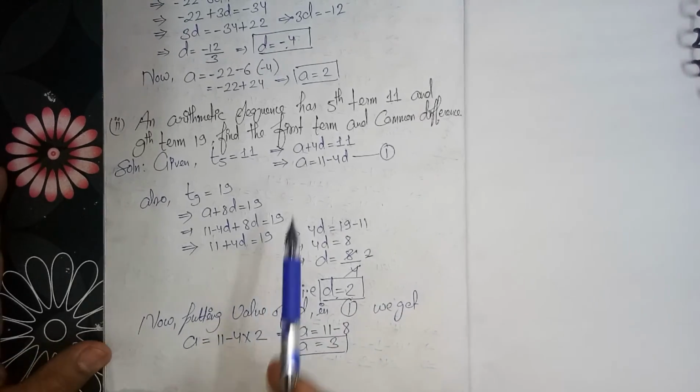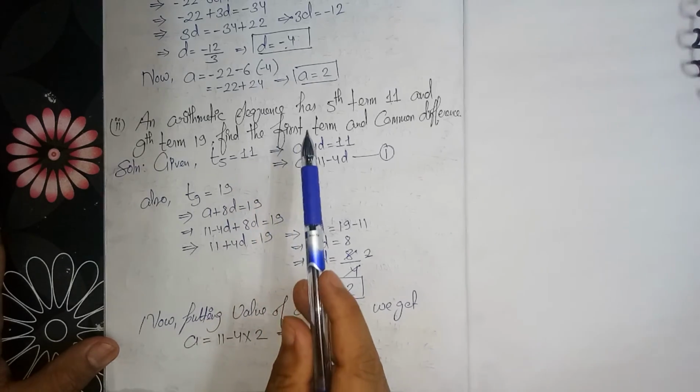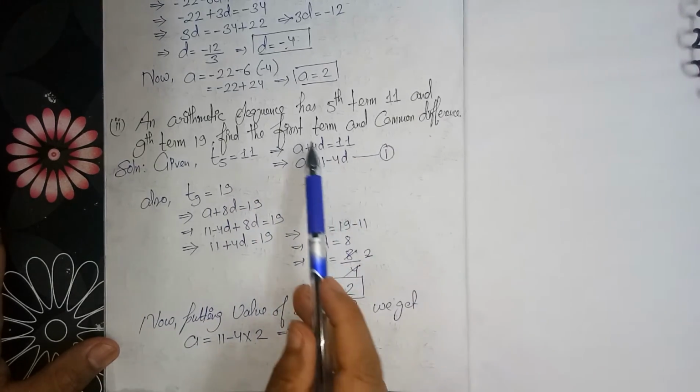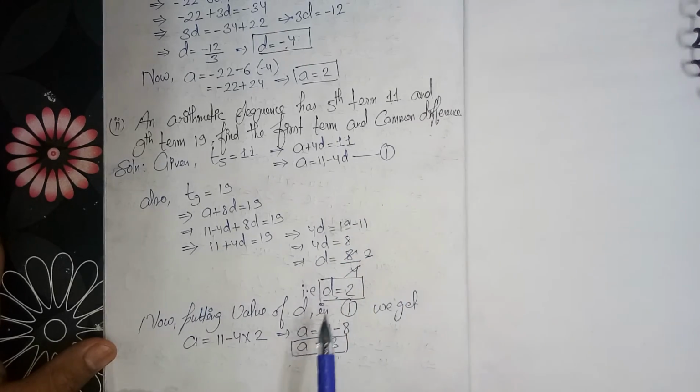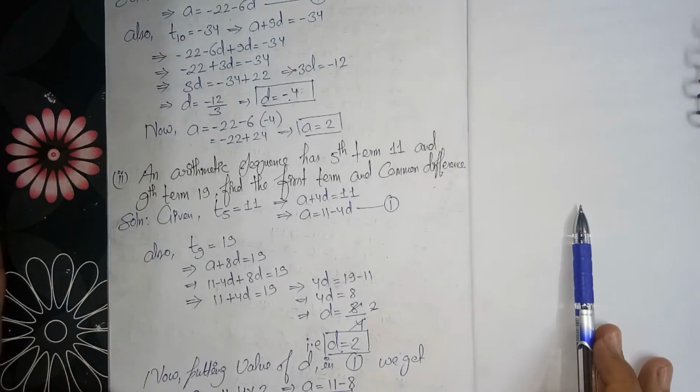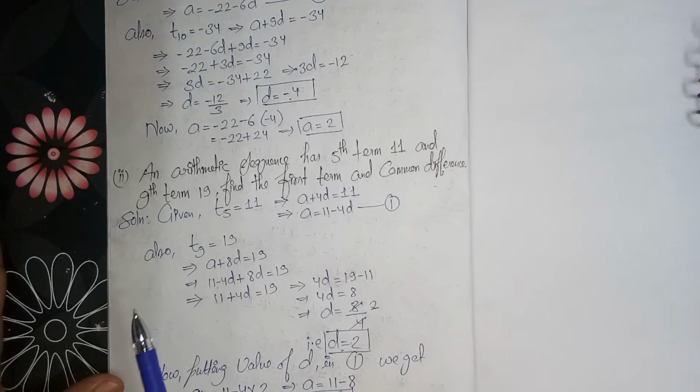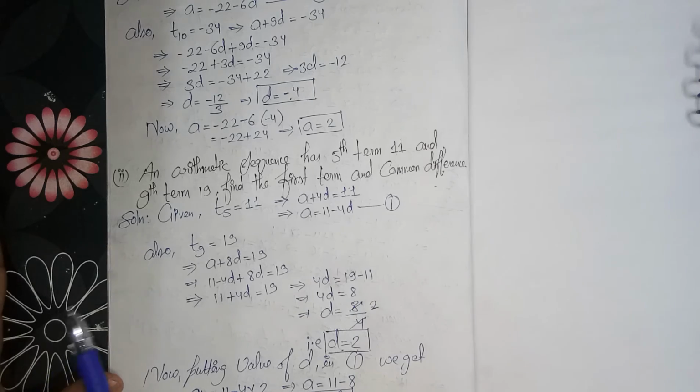Therefore the question is asking us to find the value of first term and common difference. The value of first term is A equals to 3 and that of common difference is 2, right? We have just completed the two parts, that means question number 7 from the 1.3a exercise of class 10th optional.